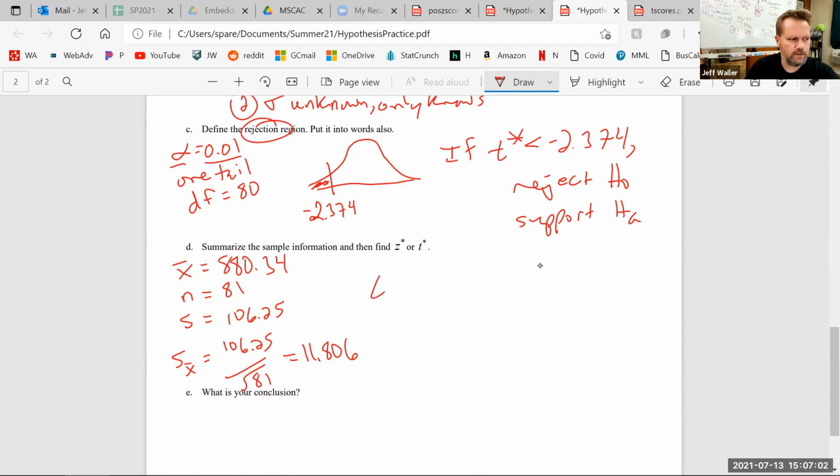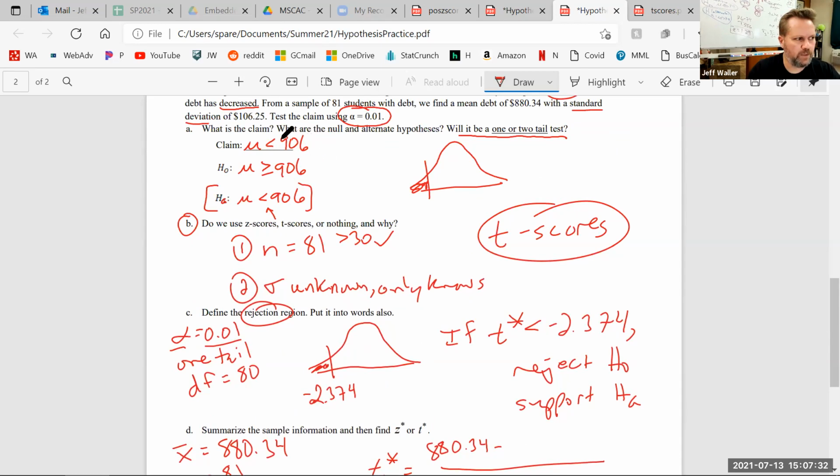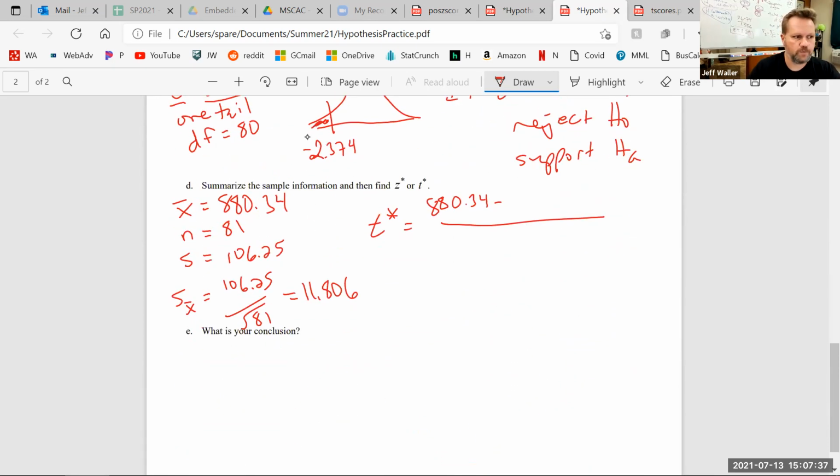Okay. And then you just take a deep breath and remind yourself that T's and Z's are fundamentally the same thing. They have the same formula. Thank God. So it's going to be our data, 880.34, minus what? 906. I love it. We're assuming that's the mean. We're assuming that's the middle, and then we're going to go see if we do something weird with our sample. So minus 906 divided by the new spread.